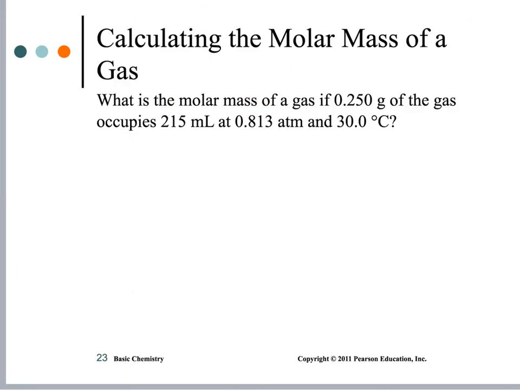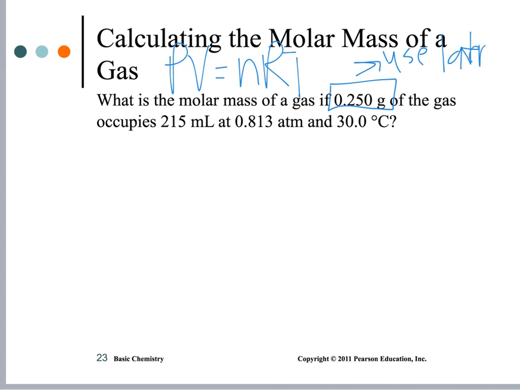Okay, our last slide for this lecture. Again, calculating the molar volume, so that means we have to use PV equals NRT. So we have grams. Oh boy, what are we gonna do? Since we have grams here, it's gonna be a little bit different of a problem. So we have the mass at 0.250. I think we're gonna use this later. Because remember, molar mass, what I told you earlier, is grams per mole. So we don't have moles in here, so we're going to have to solve for moles. We're going to use that at the end of the problem.